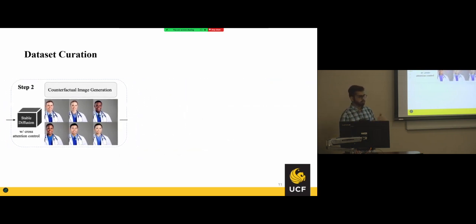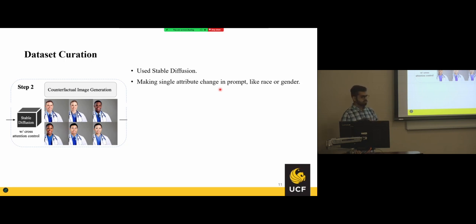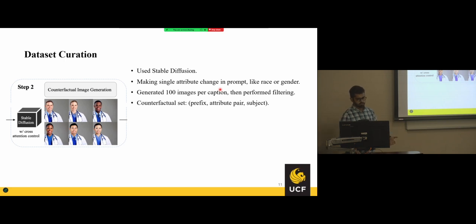Now step 2. Once we have these captions, we want to generate the images for them, so they used Stable Diffusion for that, and used it to generate the synthetic images. They're using different prompting techniques. For a given caption, they make only a single attribute change in the prompt, like changing from white to black, or male to female, and keep the rest of the things unchanged. They use a concept of over-generating and then filtering. For each caption, they generate 100 images, and later they perform the filtering on top of them.